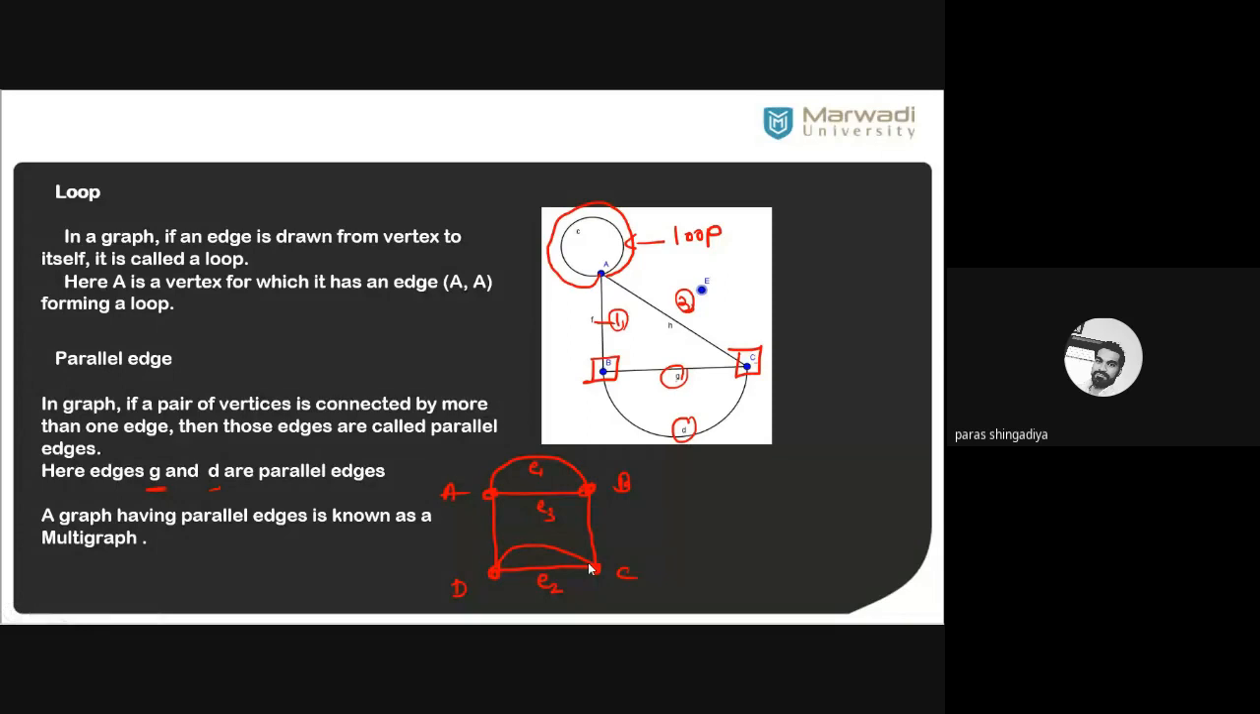Is the definition of loop and parallel edges clear? Have you any query, any confusion? Okay, nice. It's simple. Loop means just consider the starting and ending is same, and in parallel you have to consider two edges, and that is called the parallel edge.